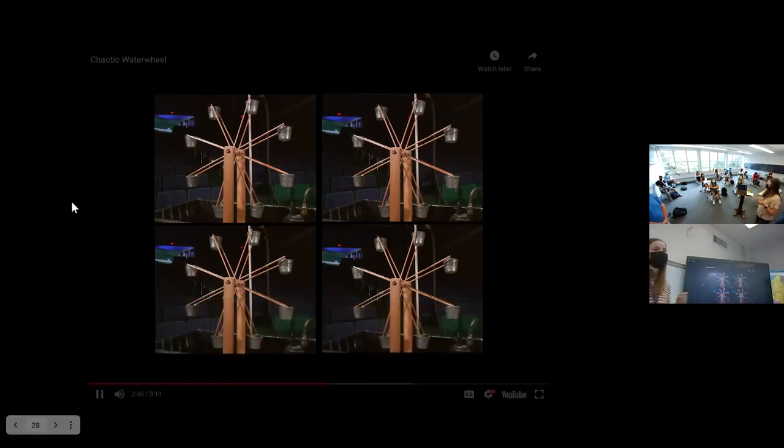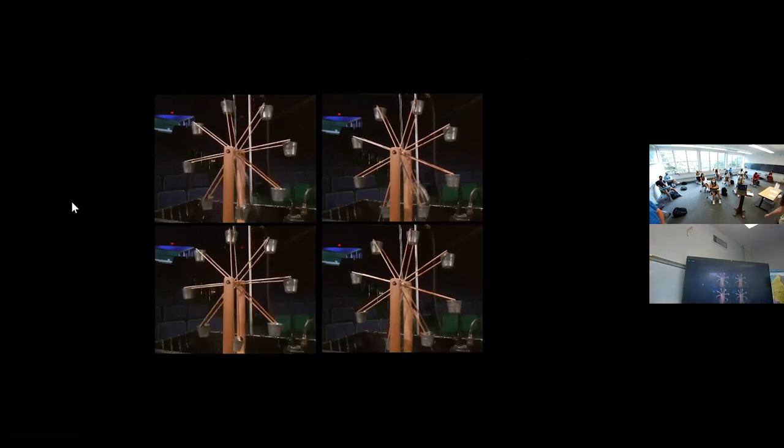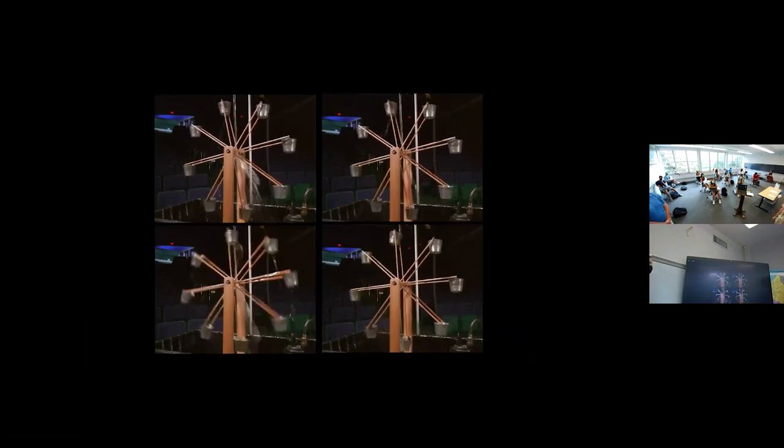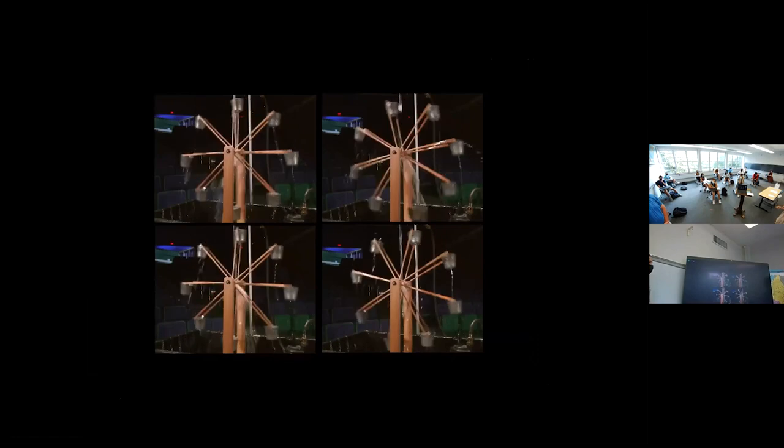it looks like the wheel is starting at the same point, but as time continues, the wheels behave in an unpredictable manner, and they begin to oscillate back and forth and change directions and speed.